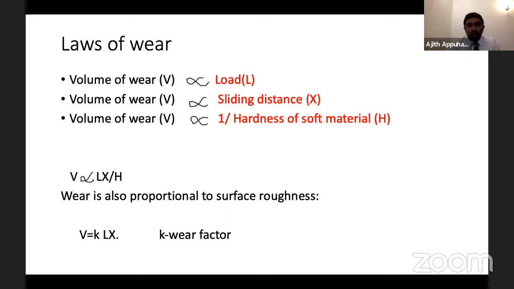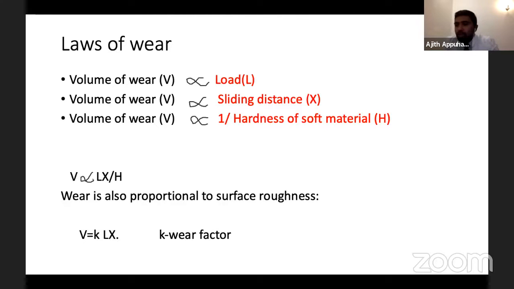Considering these three factors, there is an equation, because they commonly ask what are the factors that affect the volume of wear. Load, sliding distance or articular surface, and radial clearance all proportionately affect it. When they increase, the volume of wear increases, but when hardness increases, the volume of wear decreases. So the equation comes, V is proportionate to Lx divided by H, and the wear is also proportionate to the surface roughness. They create an equation V equals KLx.